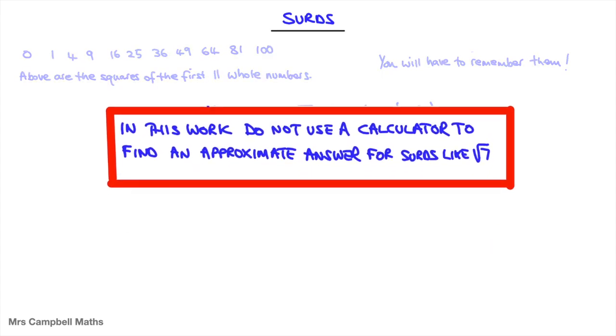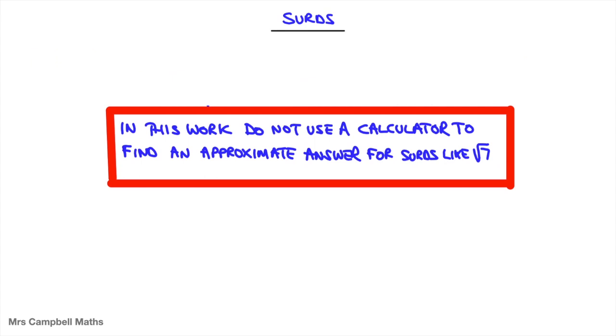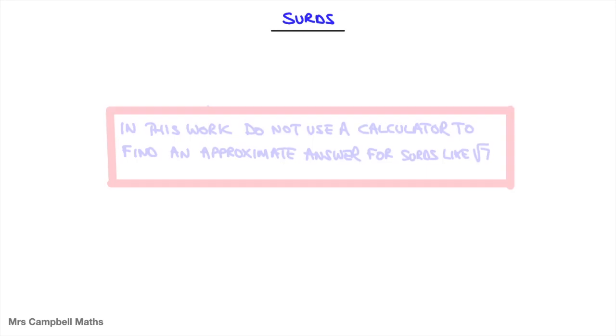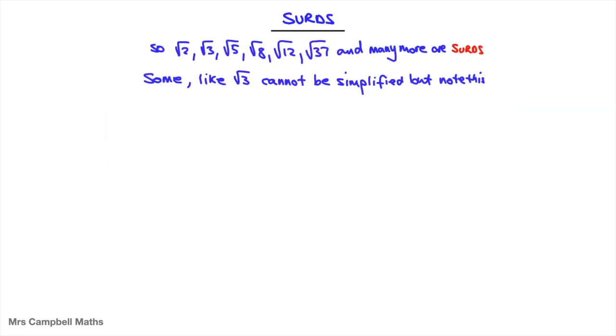Now in this work, do not use a calculator to find an approximate answer for surds like root 7. We will simply leave it as root 7. So root 2 is a surd, root 3 is a surd, root 5 is a surd. These are not perfect squares. Root 8 is a surd, root 12, root 37, and many more are surds.